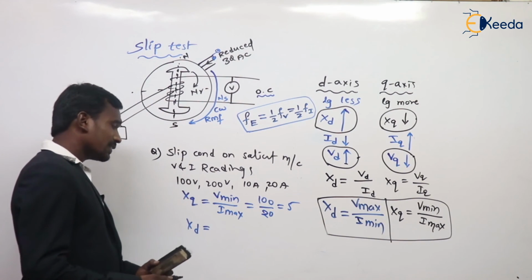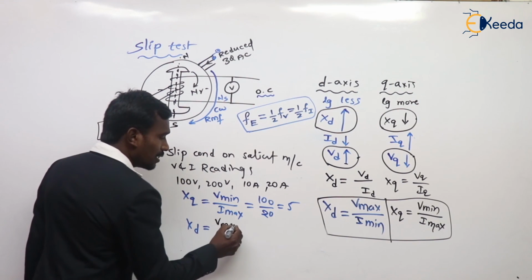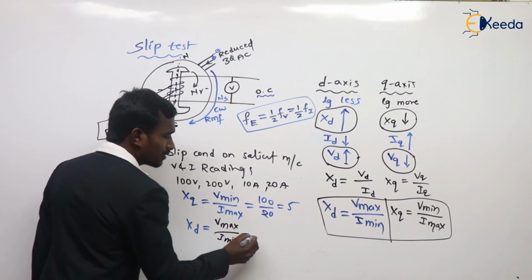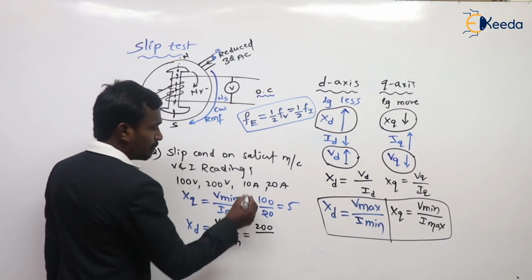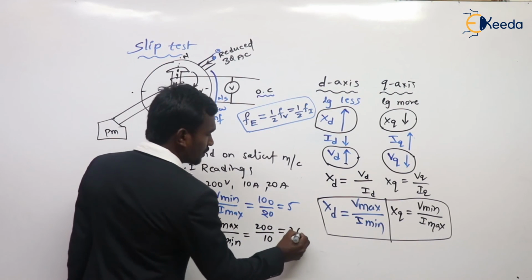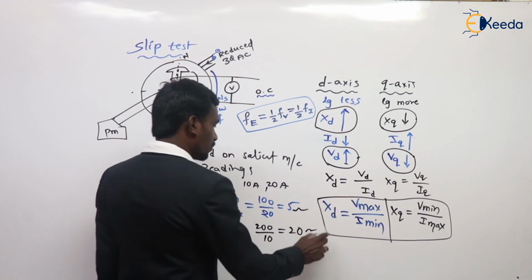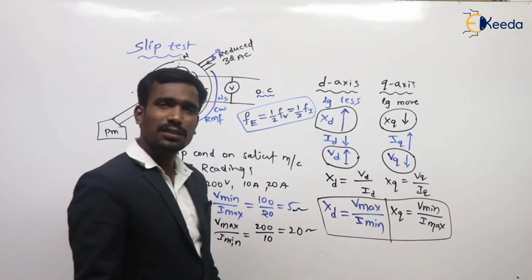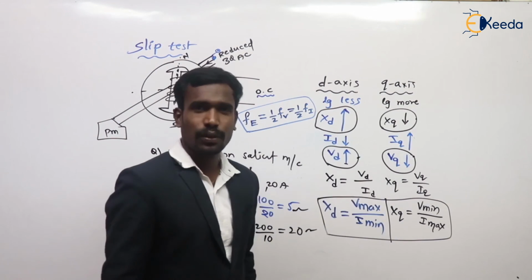As usual, what is XD? Tell me the answer. Hold the video and tell me the answer. Very good. V maximum is 200, I minimum is 10, so the answer is 20. This is 5 ohms and this is 20 ohms. XQ is always less than XD. Always XQ is less and XD is more.